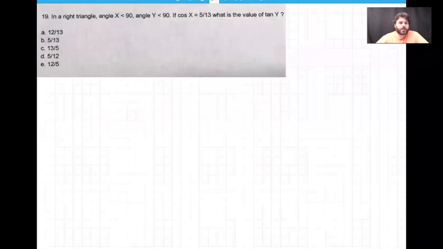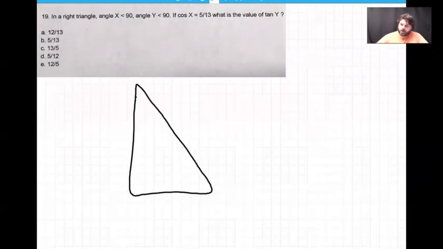All right, in a right triangle, angle x is less than 90, angle y is less than 90. If cosine of x is 5/13, what's the value of the tangent of y? First thing, we better draw a triangle here. It's a right triangle. Now, why does it say x is less than 90? It's just telling you that this angle can't be x. It has to be an acute angle, so this could be x. Same thing for y. It's telling you where z is. Z is the right angle because x is acute and y is acute.